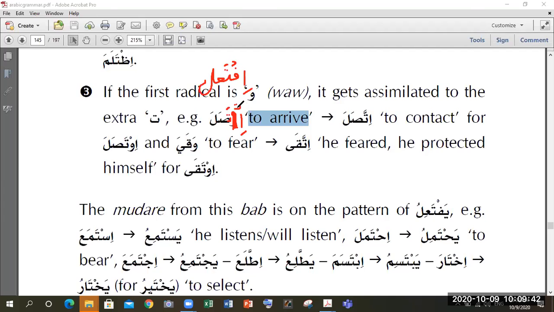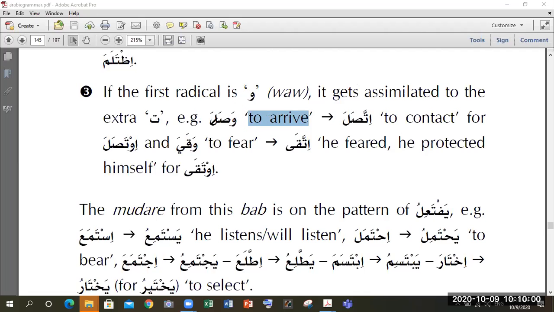So now this ta and this ta, there are two tas. So it will take shadda, because shadda means that we take two tas. So it becomes ittasala, to contact.